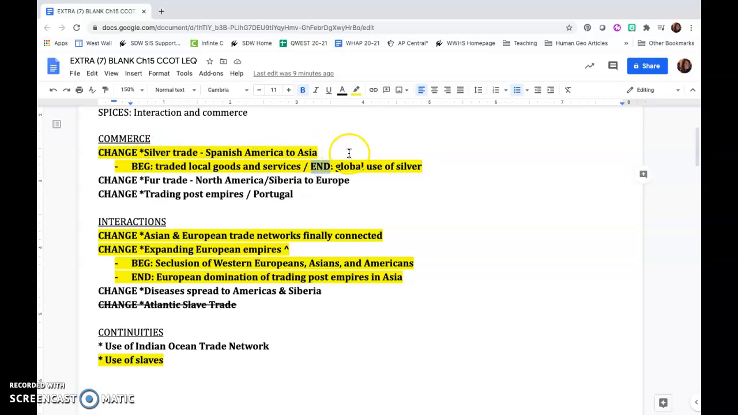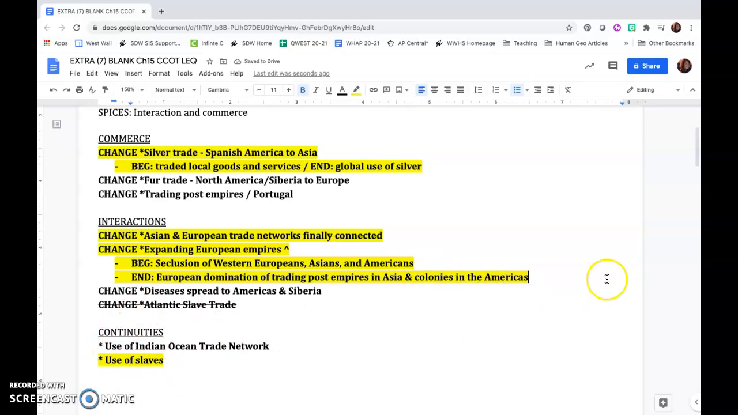So when we talked about the silver trade from 15.2, we said, well, prior to silver trade, this is what it was like, and then it changed to using silver trade by the end. Same thing when we talked about the expanding European empires. We said, well, at first everyone was secluded, or everyone was in their own region, specifically with Western Europeans and the Dark Ages or the Middle Ages, and then we moved into talking about how everyone is now connected because of European domination of trading post empires in Asia, as well as, oops, I didn't have it in here, colonies in the Americas. So I made sure to have that in there.